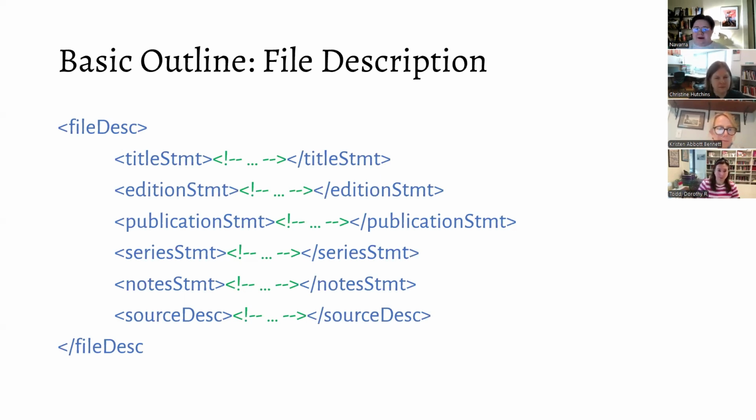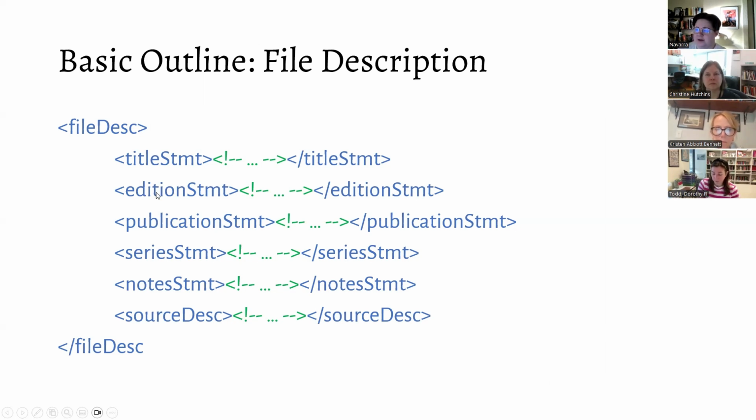This is the basic outline of the file description. So your TEI header, the first child element in there will be the fileDesc. And it has a few different elements inside. We'll talk about each of them one by one. But this is the order that they go in. So first you'll have the title statement. That's where your title, all of your responsibility statements, your funders, everything like that goes inside the title statement.